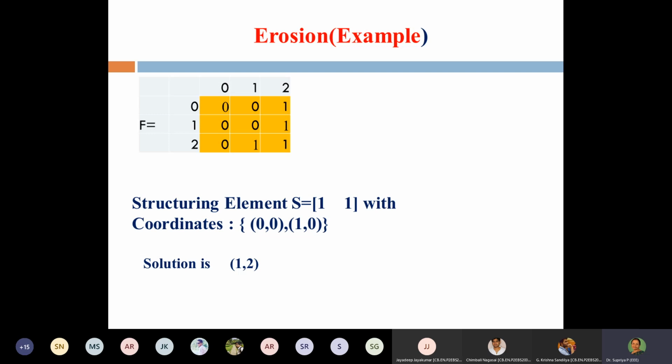Yes, is anybody doing the problem? Got it? Am I audible? Yes, ma'am, you are audible. Have you got the solution as 1, 2? Yes, ma'am. Okay, so shall we proceed?